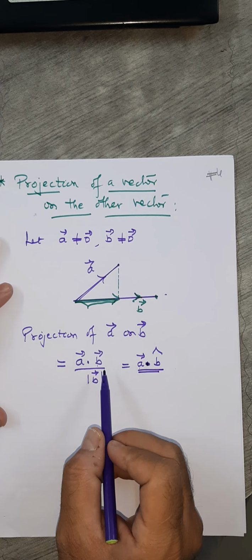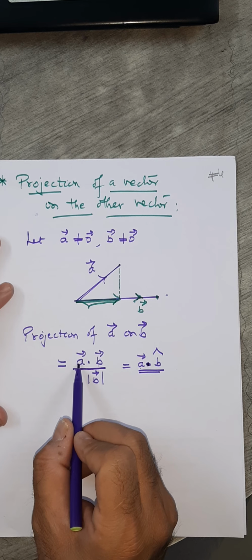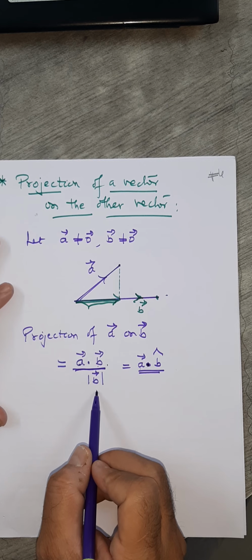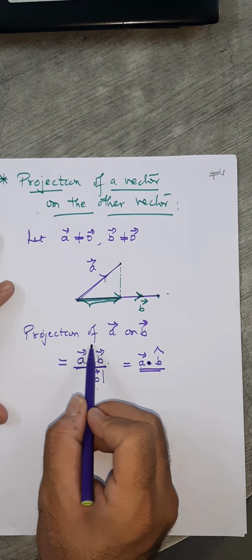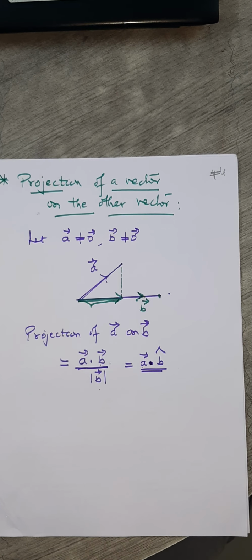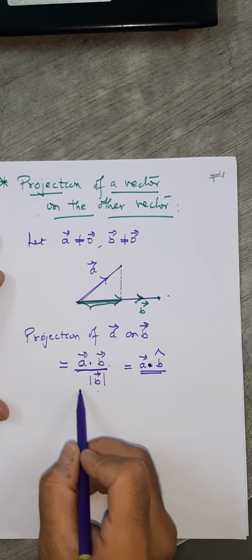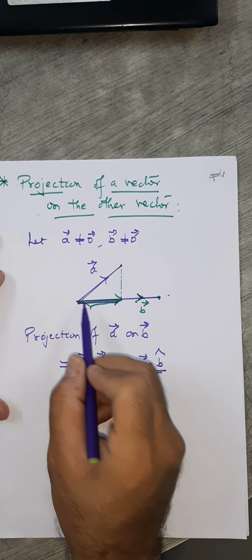This is a very simple formula. What's the formula? A dot B upon the magnitude of B. Projection. So this gives us the magnitude of this projection vector, remember.